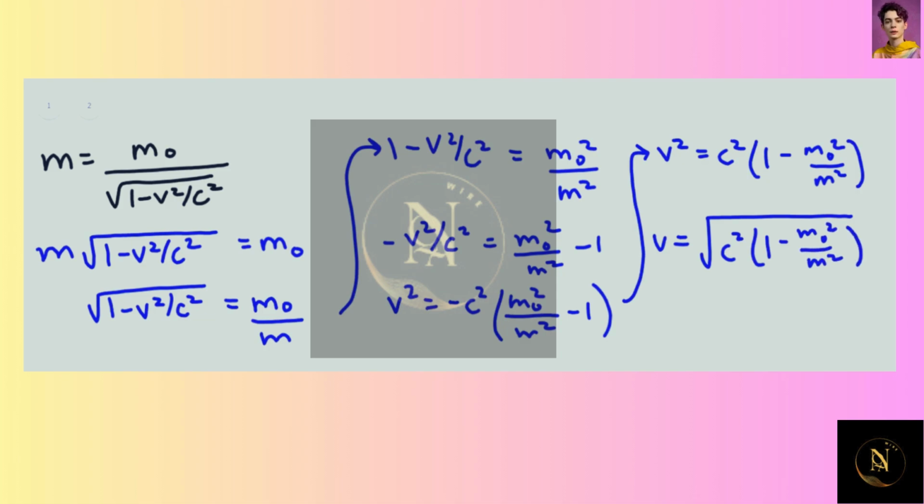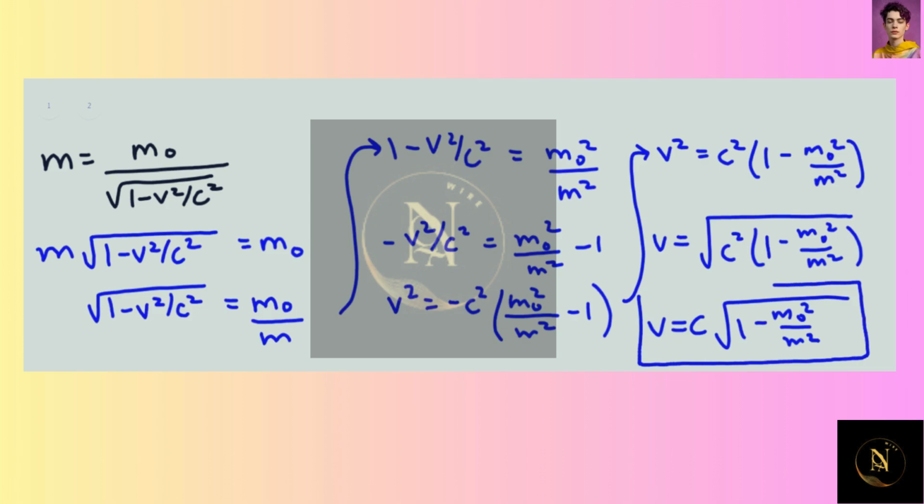We can simplify that by taking the square root of c squared, and we have v equals c times the square root of 1 minus m naught squared over m squared. And our interpretation of that is that we now have speed as a function of mass rather than mass as a function of speed.